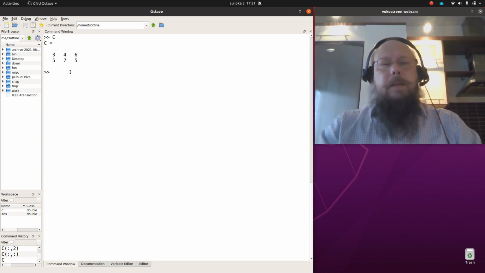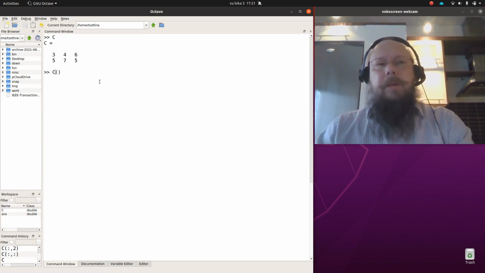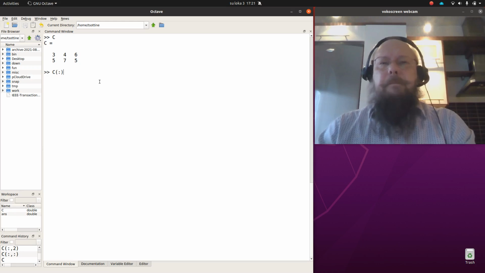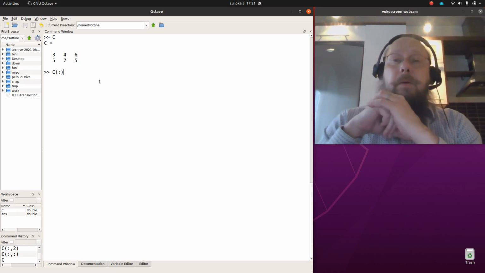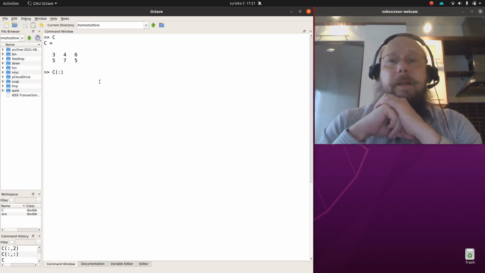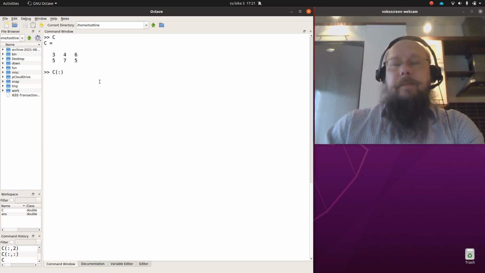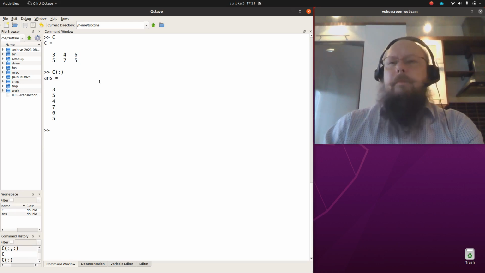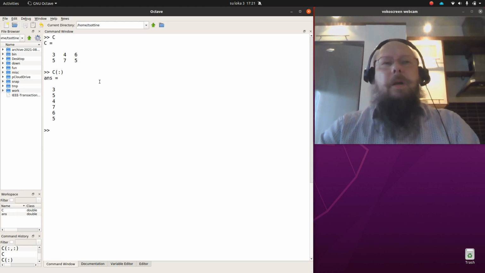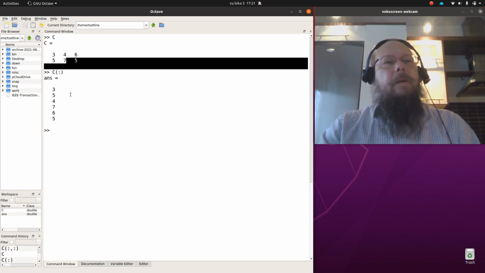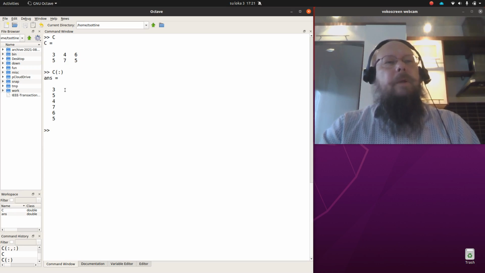So, but we had this C. Now let's look at what happens if we just do this. So technically, so far as we know, this should be a syntax error, but actually it's not. Unfolding happened. So what happened is that it took the first column here, 3, 5, then the second column 4, 7, it puts them after it, and then 6, 5.